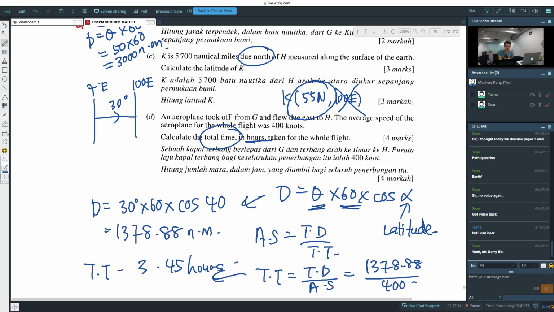Yes, you can convert into minutes also if you want, but in this case the question doesn't say, so that's not necessary. You can leave it like this. If you want to convert, use 0.45 multiply 60 to convert into minutes. Unless the question asks you to leave your answer in hours and minutes, then that is compulsory, you have to convert that.